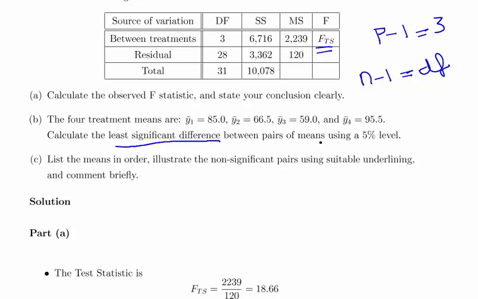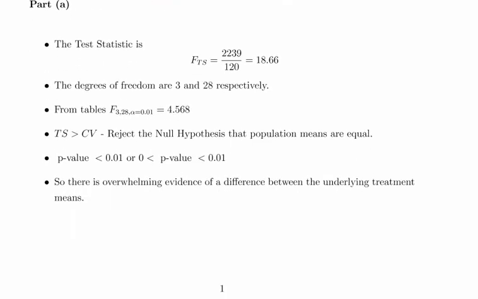Now, just as a quick remark, what is going to happen here is that they all have the same sample size. There's eight for each of the four groups. That's important. Just make a note of that. It means that we only have to do this calculation once. And then listing the means in order, illustrate the non-significant pairs using suitable underlining and comment briefly. We'll come to that shortly.